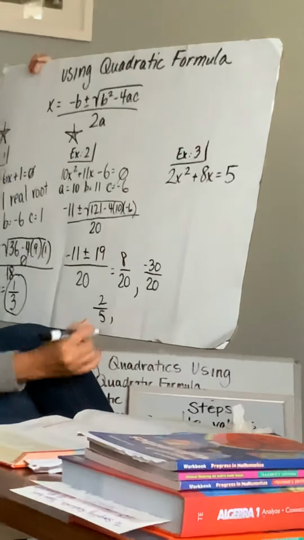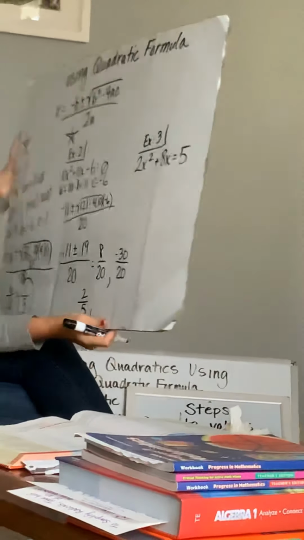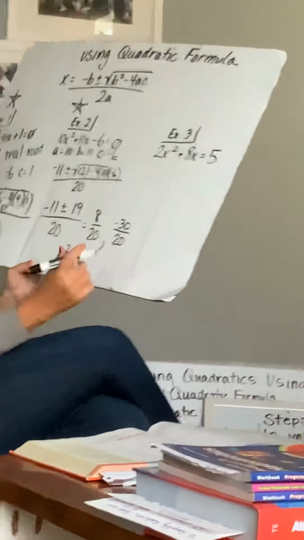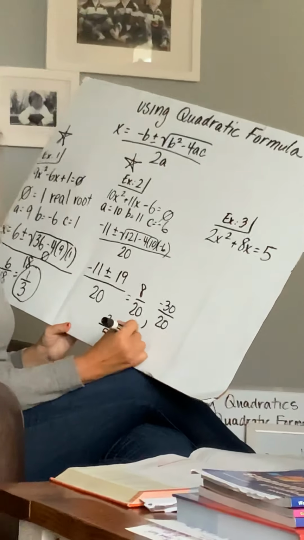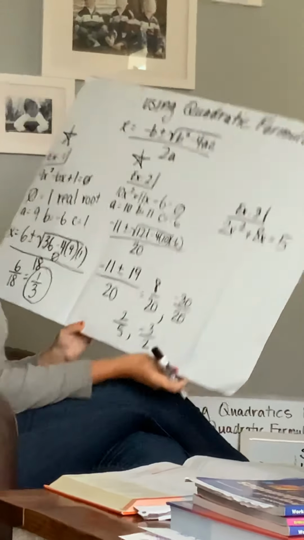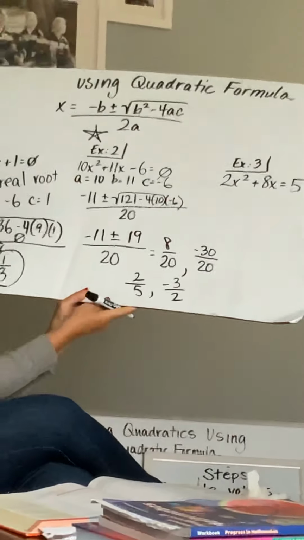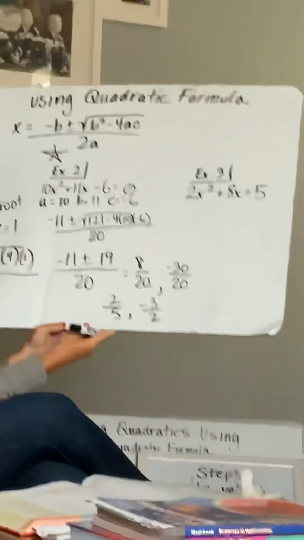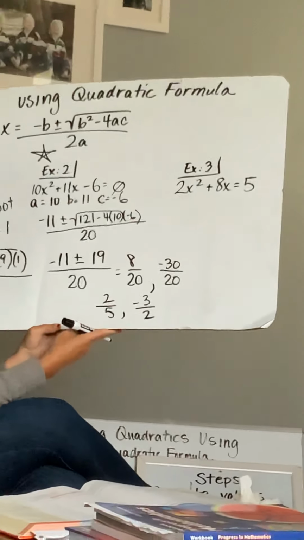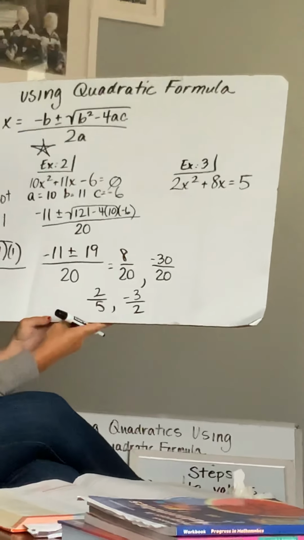2/5, comma, negative 3/2. Okay. Two real roots, right? Okay.